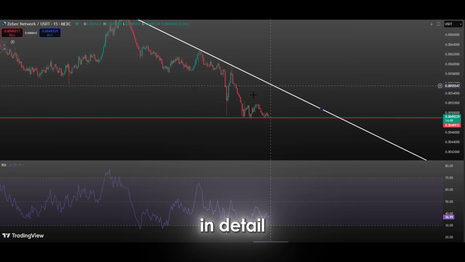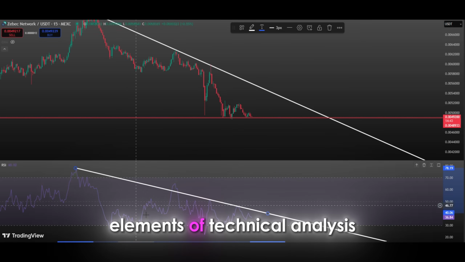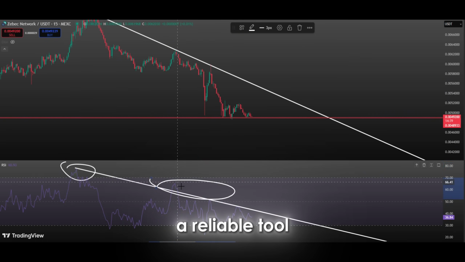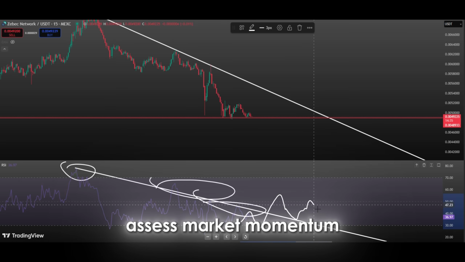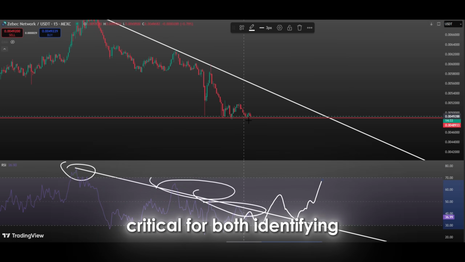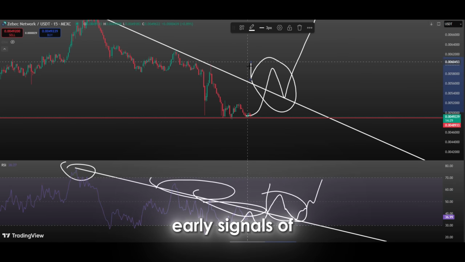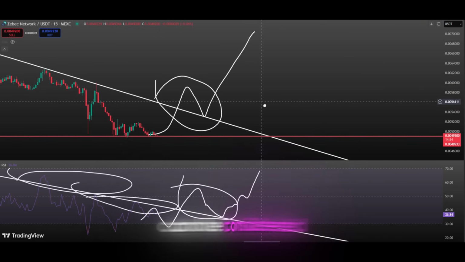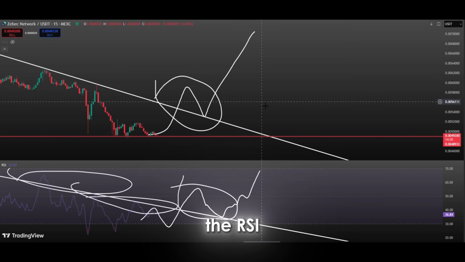Analyzing the chart in detail, we see a falling trend line, which is one of the most important elements of technical analysis that is evident in the RSI indicator. The RSI is a reliable tool that traders and technical analysts often use to assess market momentum. This indicator is critical for both identifying overbought and oversold zones and for catching early signals of trend reversals. The falling trend line that we are currently observing can be considered as a visual reflection of the long-standing pressure on the RSI and the weak momentum on the price action.